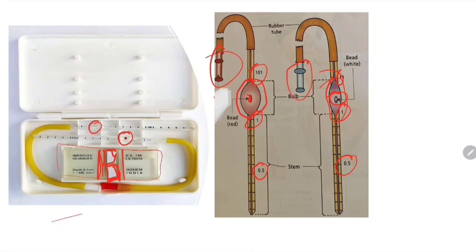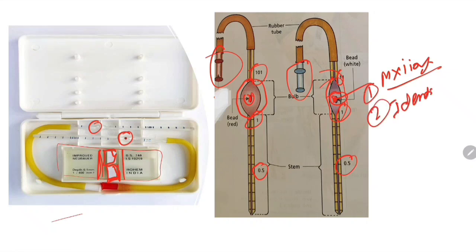One more thing, what are the three functions of the bead, this red or white bead? One is the mixing of fluid with the blood. Okay, first point. Second point, identification. So red bead is RBC pipette, white bead is WBC pipette. Third one is, if this instrument or pipette is wet or dry, that we can get an idea with this bead.